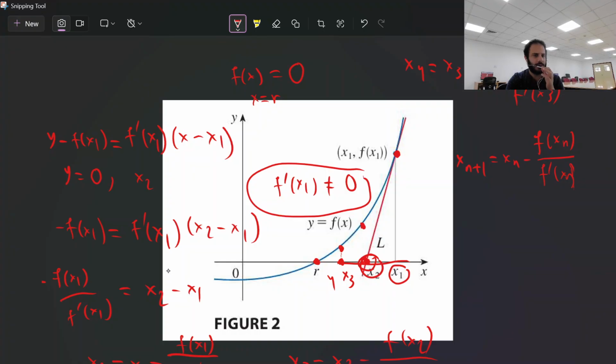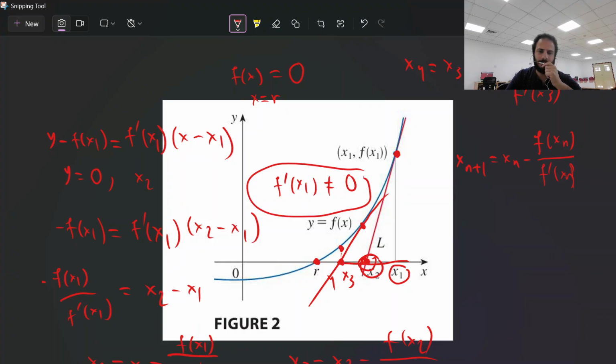Now similarly, you can find the equation of the tangent at x2, and then you find x3. How to find x3? Exactly the same steps. You will get x3 equals x2 minus f(x2) over f prime of x2. In general, you have this formula: x(n+1) equals xn minus f(xn) over f prime of xn. You make x2 from x1, and then x3 from x2.